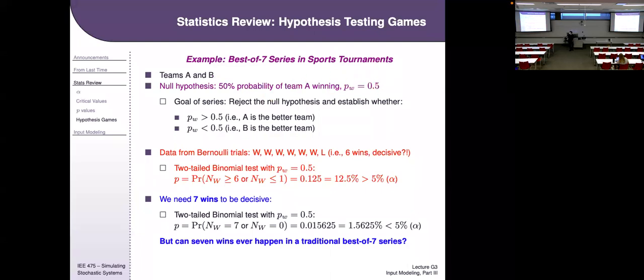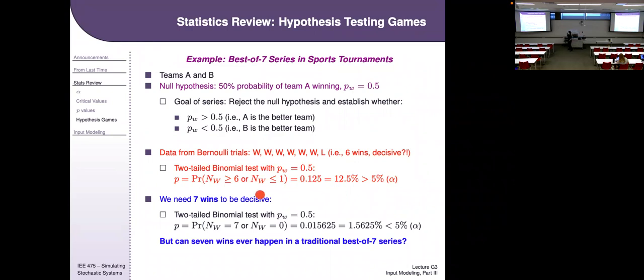That's our null. We would like to set up a series of 7 games so that we can detect a deviation from the null. We want to detect if A is better than B or B is better than A. And the question is, are 7 games enough? Well, if we take Bernoulli trials, wins and losses, and I got 6 wins and 1 loss in 7 games, and I do the binomial test, I find a p-value of 12.5%, which is greater than 5%. So even with 6 wins and 1 loss, I can't reject the possibility that they're equally matched.